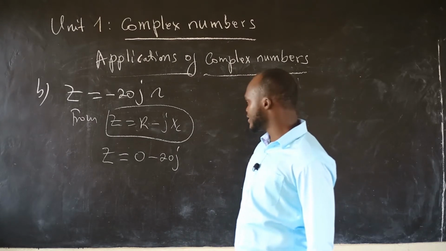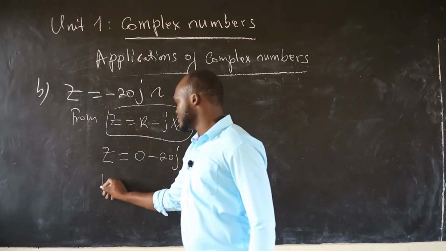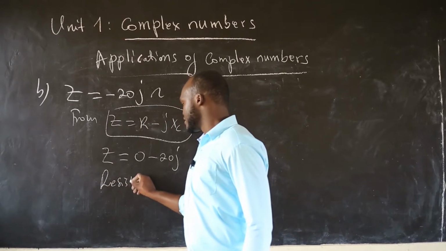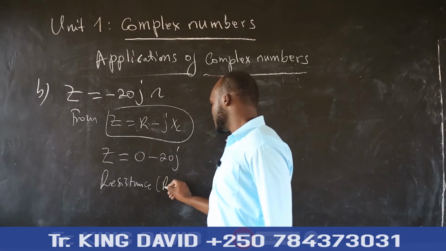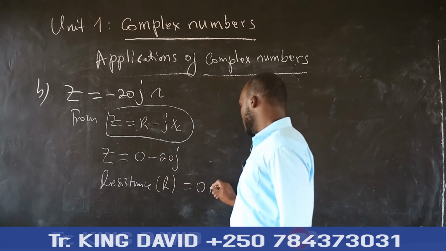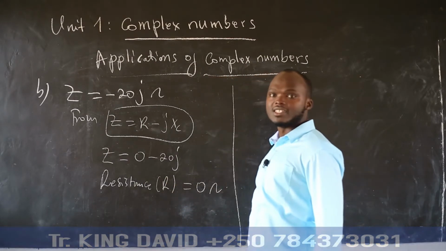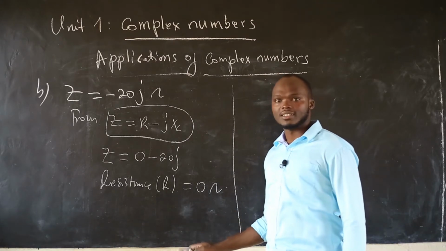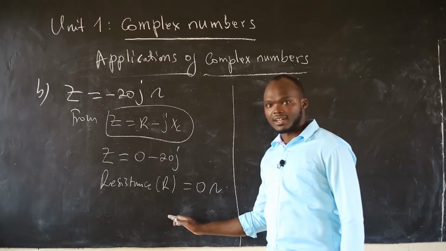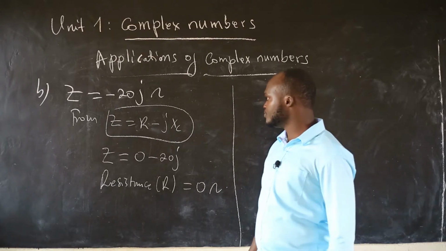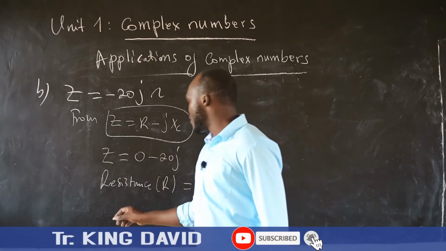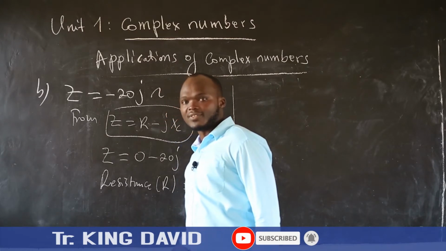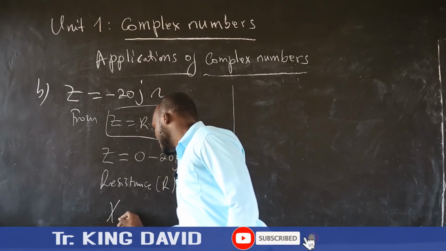So which means that our resistance, which is R, equals 0 ohm. Remember, the question is asking us to find the resistance and the inductive or capacitive reactance. So therefore, if our resistance is 0 ohm, what is our capacitive reactance, which is XC?